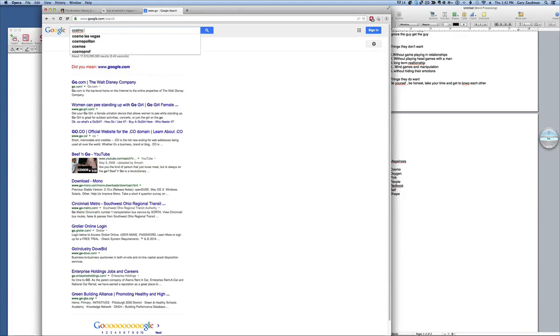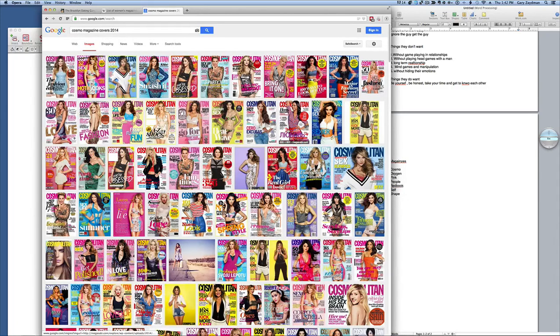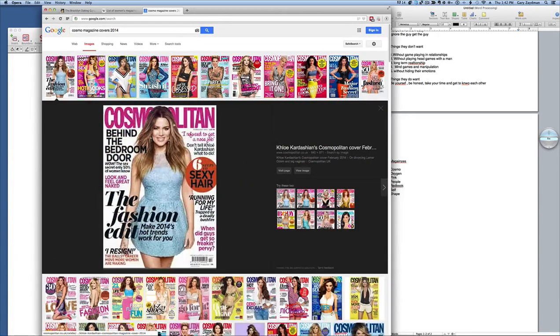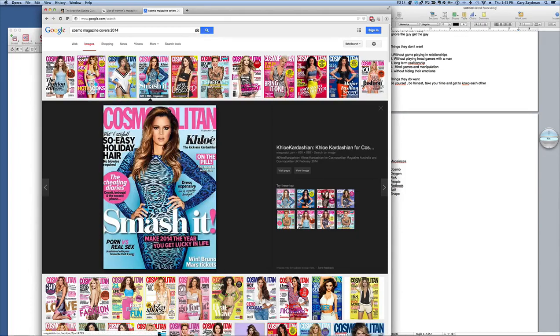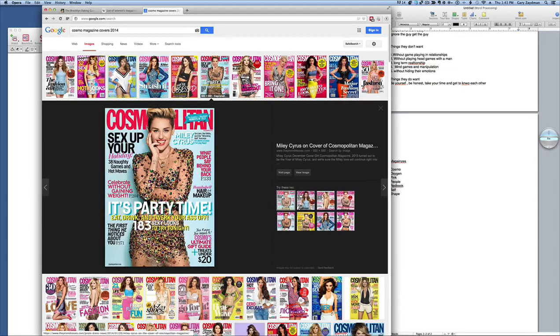If we go to Google and type in Cosmo magazine covers 2014 and click on images, we get to see all the different Cosmo issues for 2014. We can go back to any year. So let's look through some of these. Behind the bedroom door. Look and feel great naked. I refuse to get a nose job. Running for my life. When did guys get so freaking pervy? 52 sex moves. You're too intimidating. Genius ideas to recharge your work. You can see that sex is a big part of what Cosmo sells. Almost every issue has the word sex, so obviously that word is working for them.